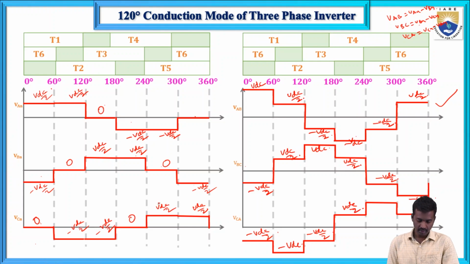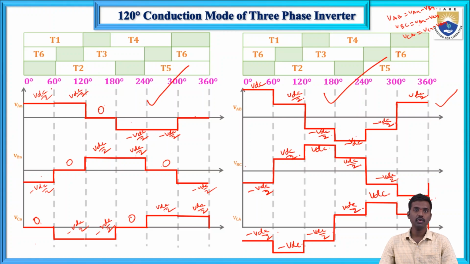And next here, this one, VDC by 2 minus of VDC, this is plus VDC. And next, VDC by 2 minus 0, VDC by 2. And next, these are the phase voltages and these are the line voltages.